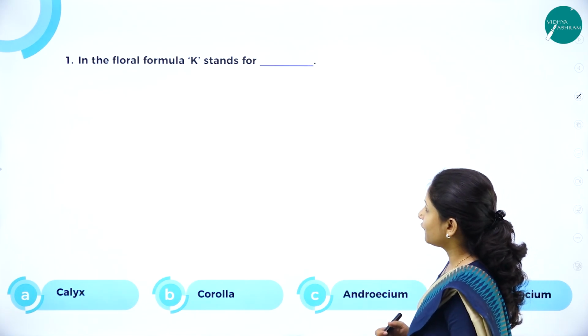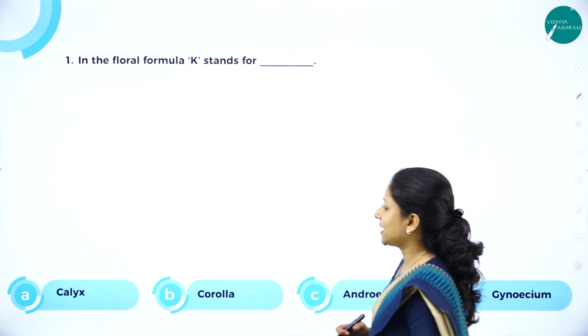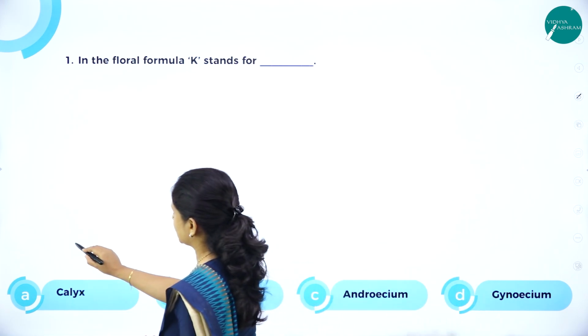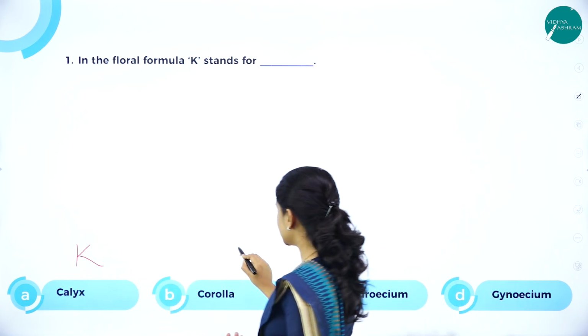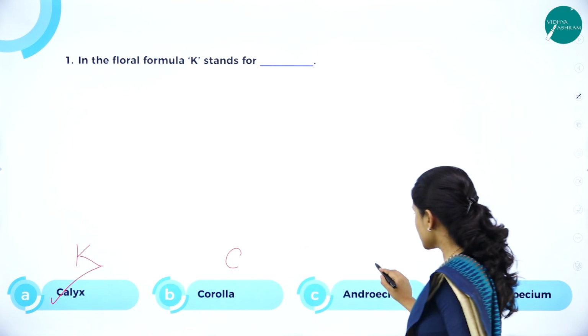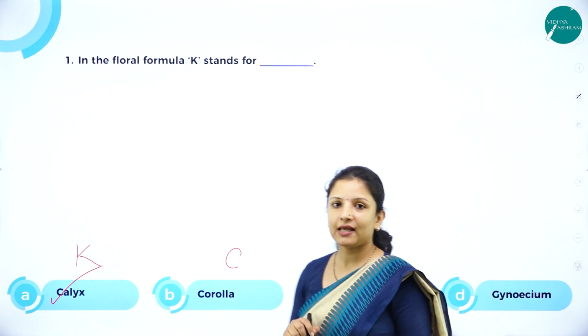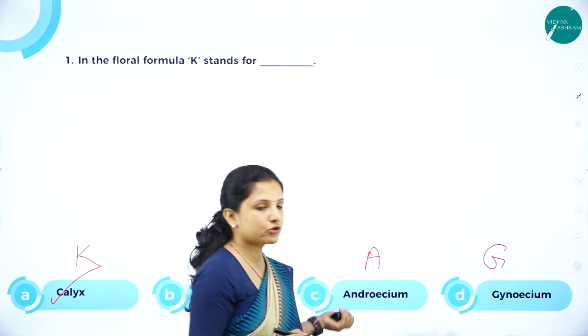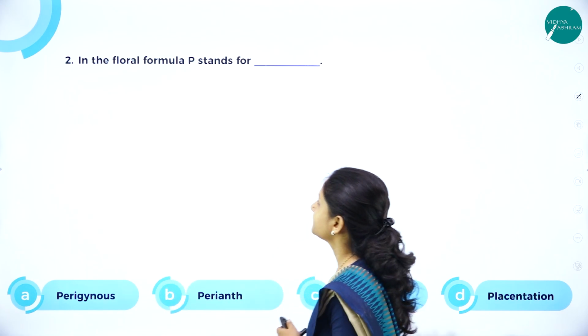In the floral formula, capital K stands for calyx, corolla, androecium, or gynoecium? It is calyx, because corolla is represented by capital C. This is the right answer. Androecium is represented by capital A and gynoecium is represented by capital G. Based on these, questions can also be framed.